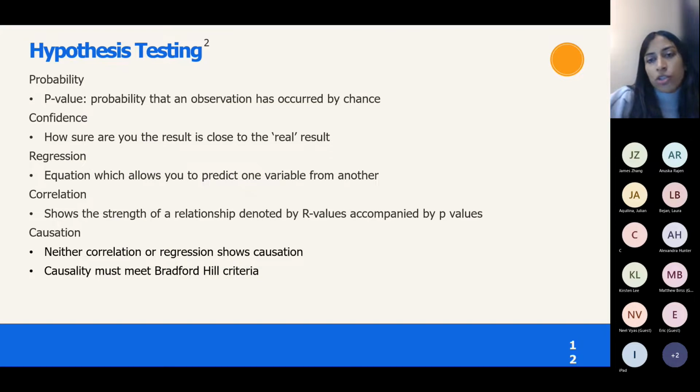And then causation. So neither correlation nor regression shows causation. Causality must meet something called the Bradford-Hill criteria. I don't think we have time to go into that, but you might want to look that up, and it's about key features that are needed to be observed to say that something causes something. And it's about things like whether it's reversible, whether the effect increases with larger intervention, whether there's a biological mechanism for explaining it, and there's 5 more other things, I think.